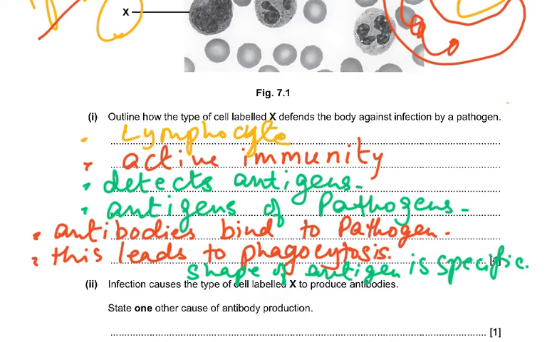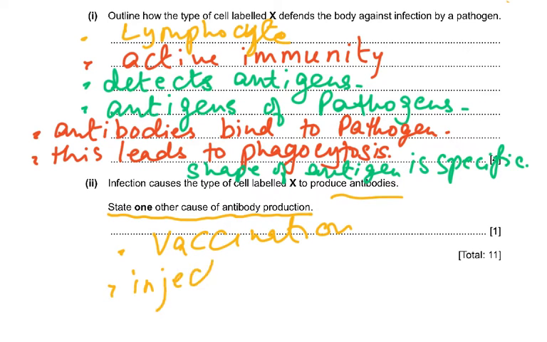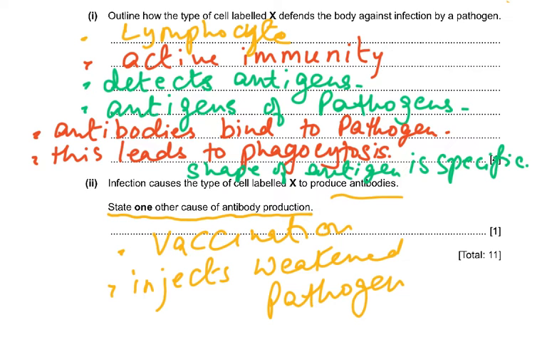Now coming to the next part of the question. Infection causes the type of cell labeled X to produce antibodies. State one other cause of antibody production, and this could be, of course, vaccination. You could have said vaccination, or you could have said injects weakened pathogen. Injects weakened pathogen. In polio virus, we give you these polio drops.